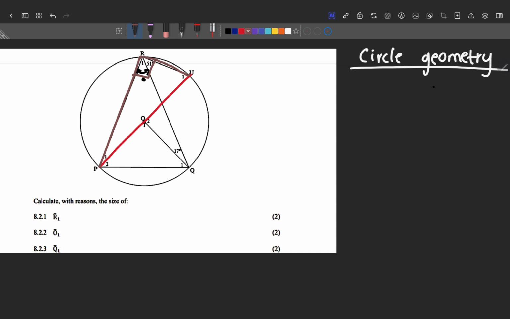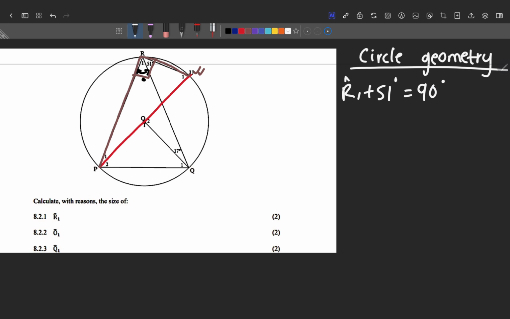So this is my diameter. The angle that my diameter subtends is a 90-degree angle. So now I have a clue: angle R1 plus 51 degrees equals 90 degrees.